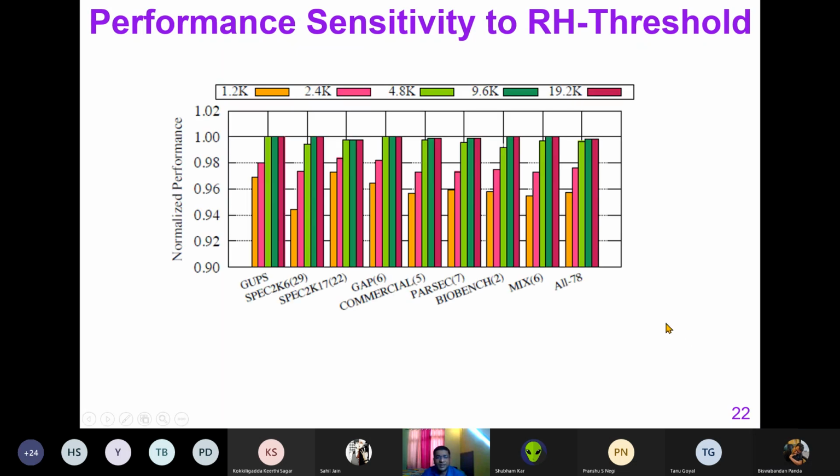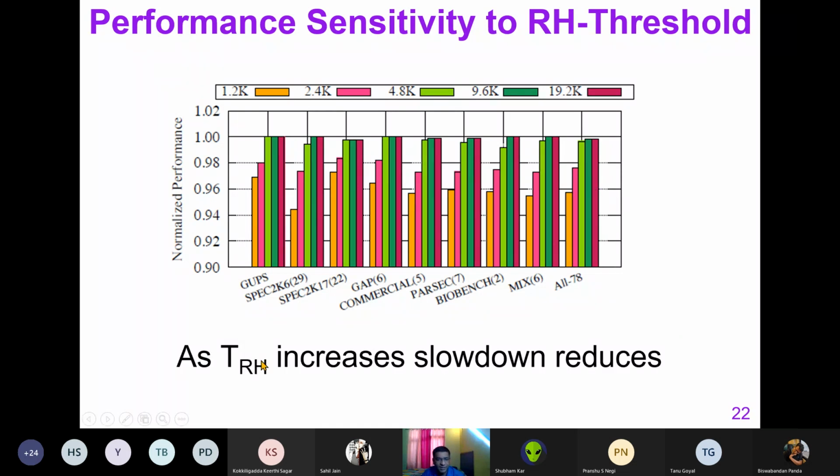So this is the performance sensitivity to the row hammer threshold. Basically, they are analyzing different values of the row hammer threshold, and for example, if the threshold increases, the slowdown also gets reduced.